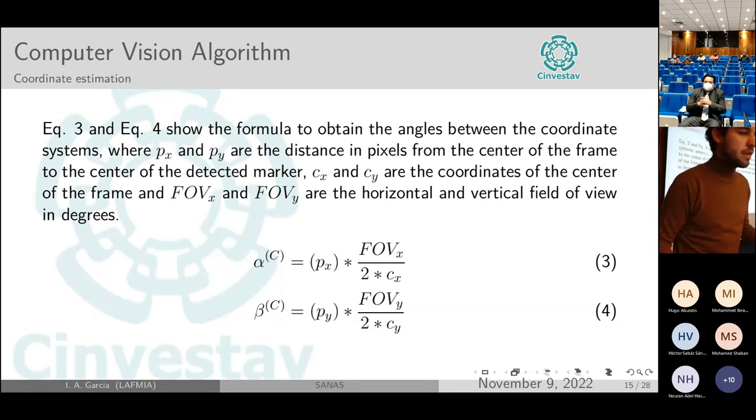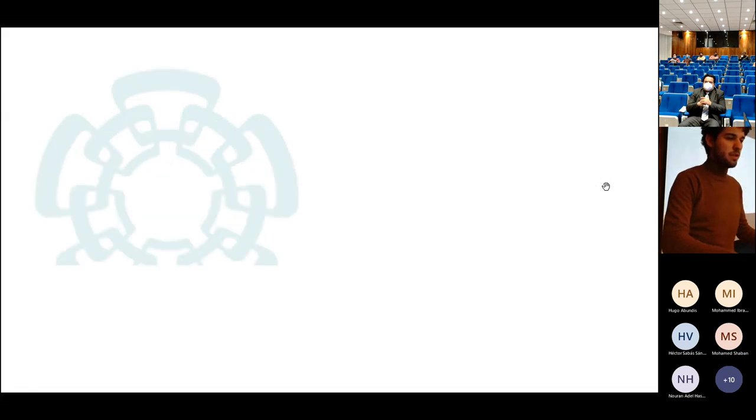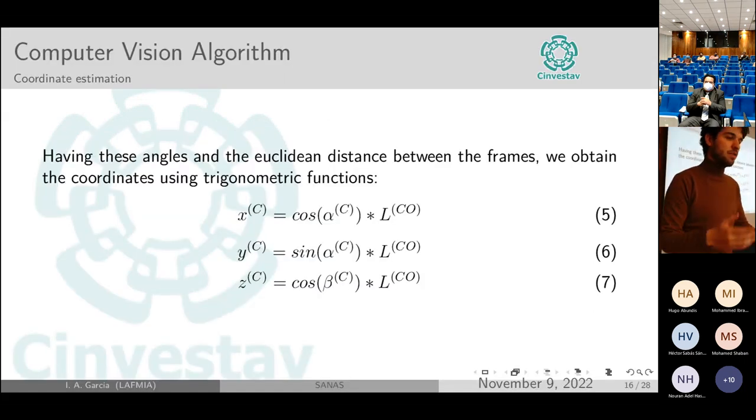P and C are the distance in pixels from the center of the frame and the center of the frame, respectively. Now, using these three parameters, we can triangulate the coordinates that belong to the coordinate system of the camera, which are given by these three equations.